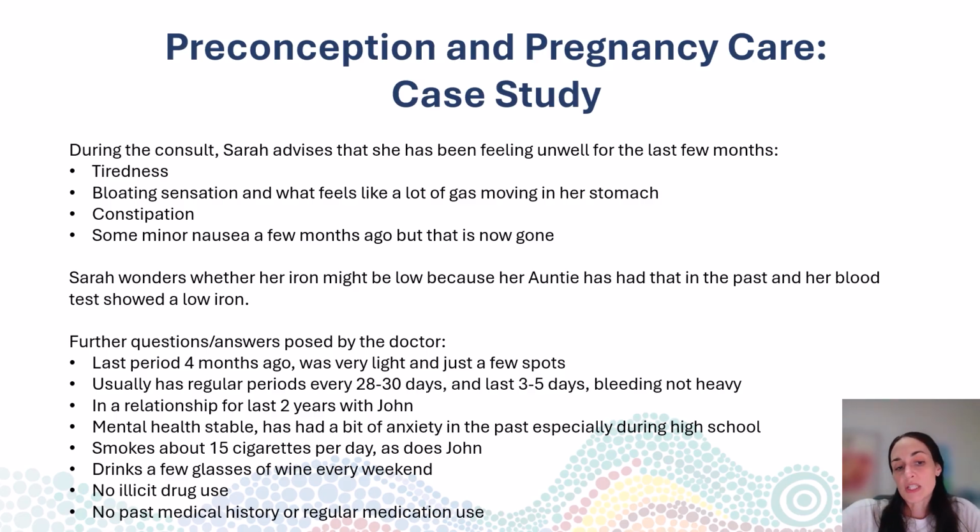So the further questions and answers provided are, Sarah had her last period 4 months ago. It was very light, however, and it was just a few spots. Usually Sarah's periods are regular, occurring every 28 to 30 days, and they last about 3 to 5 days. Sarah advises the bleeding's not overly heavy. She's been in a relationship with a male who lives in her community called John for the last 2 years. She advises her mental health is stable. She has had a bit of anxiety in the past, especially during high school, but there's no concerns right now.